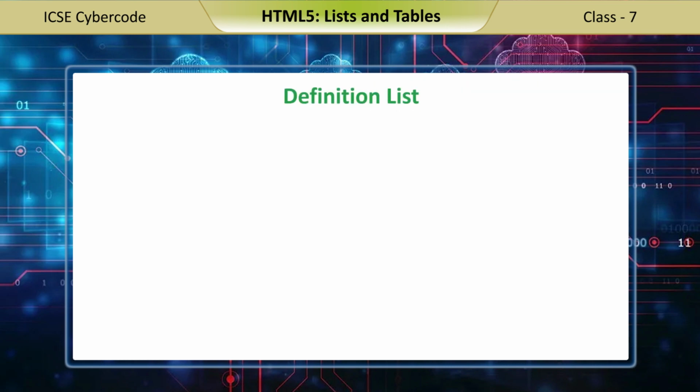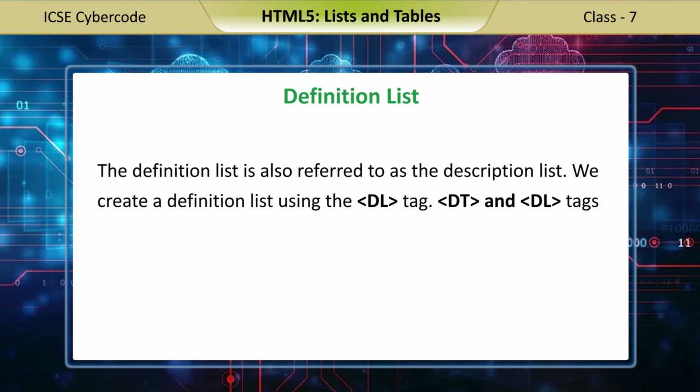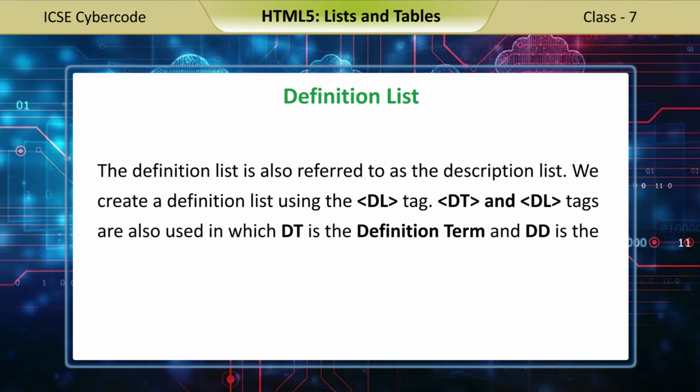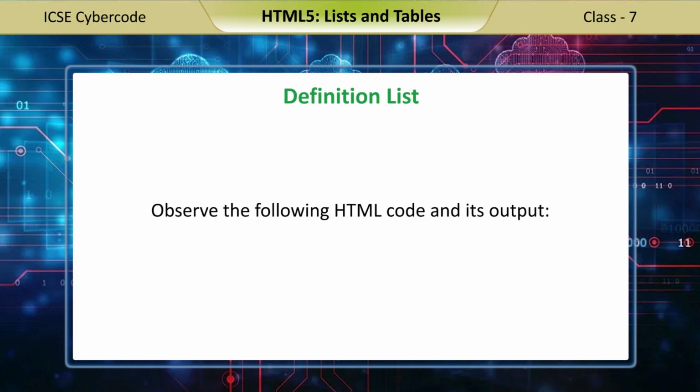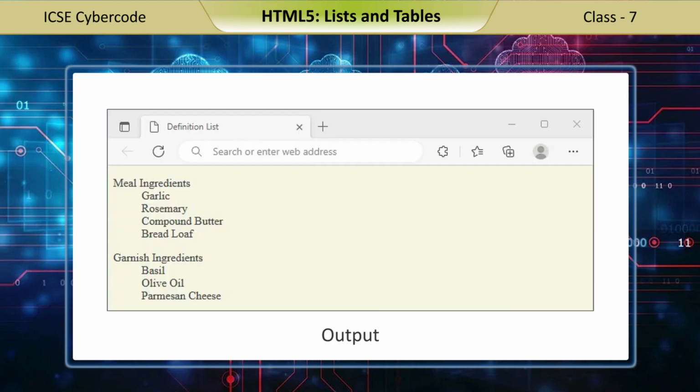Definition list. The definition list is also referred to as the description list. We create a definition list using the DL tag. DT and DD tags are also used, in which DT is the definition term and DD is the definition description. Observe the following HTML code and its output. Code. Output.